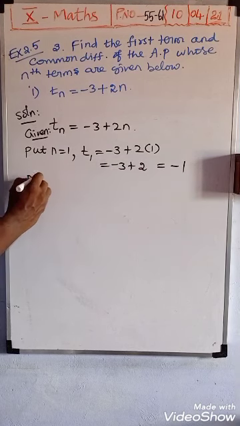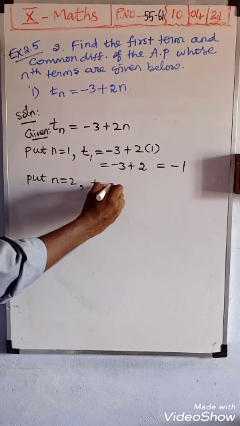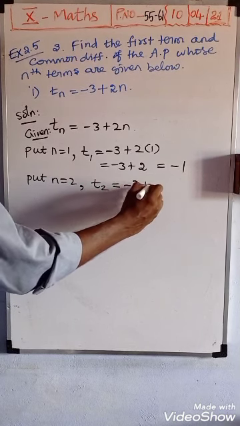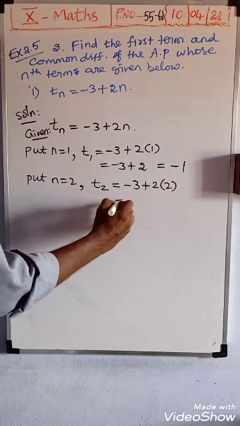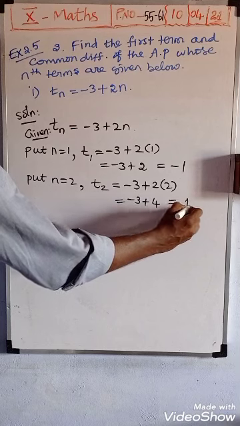Next, instead of n put 2. So n is equal to 2 means T2, the second term. So minus 3 plus 2 times 2. Minus 3 plus 2 twos are 4. So 4 minus 3 gives plus 1.